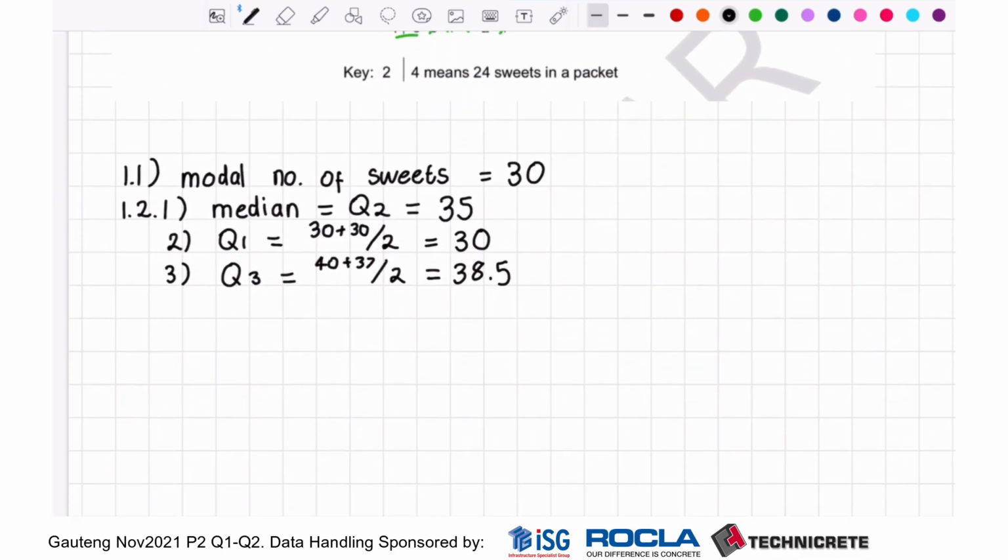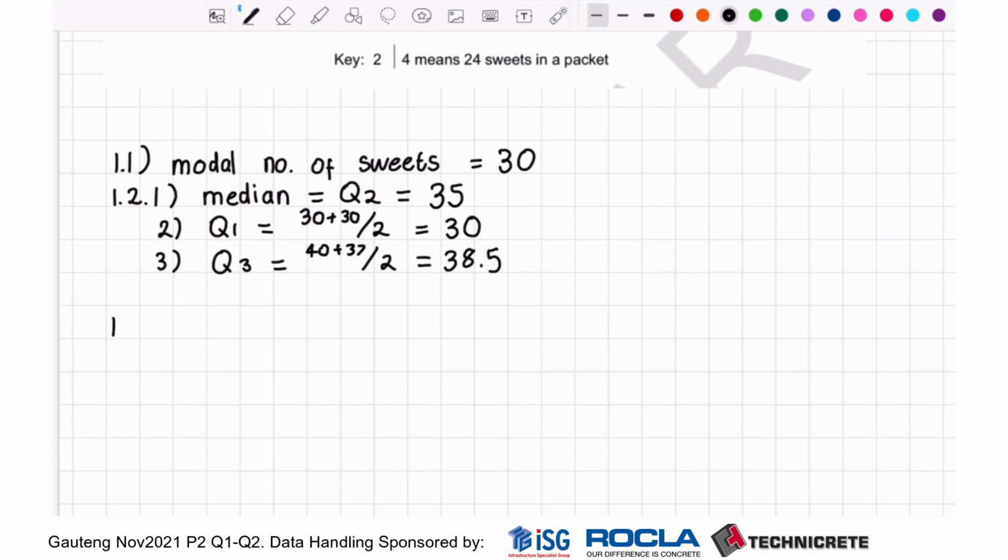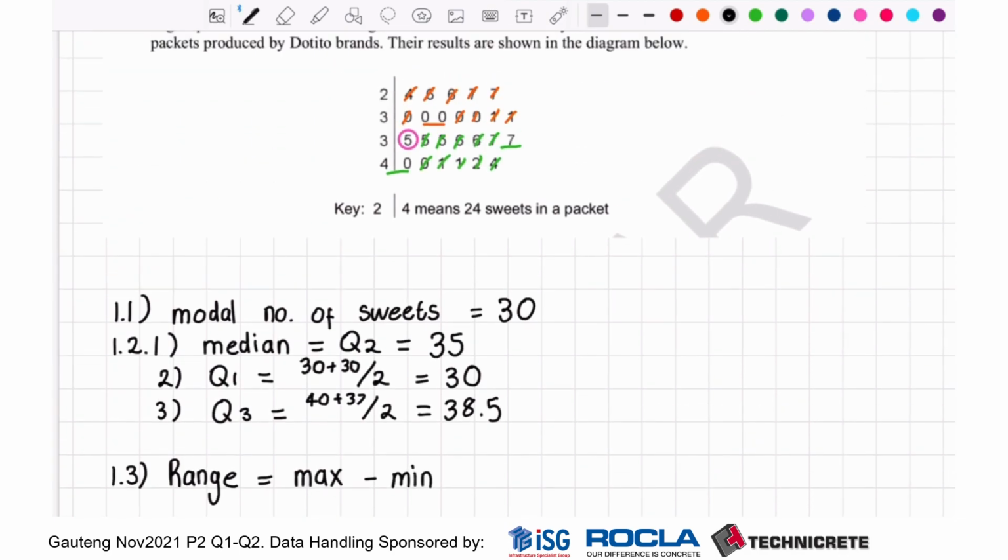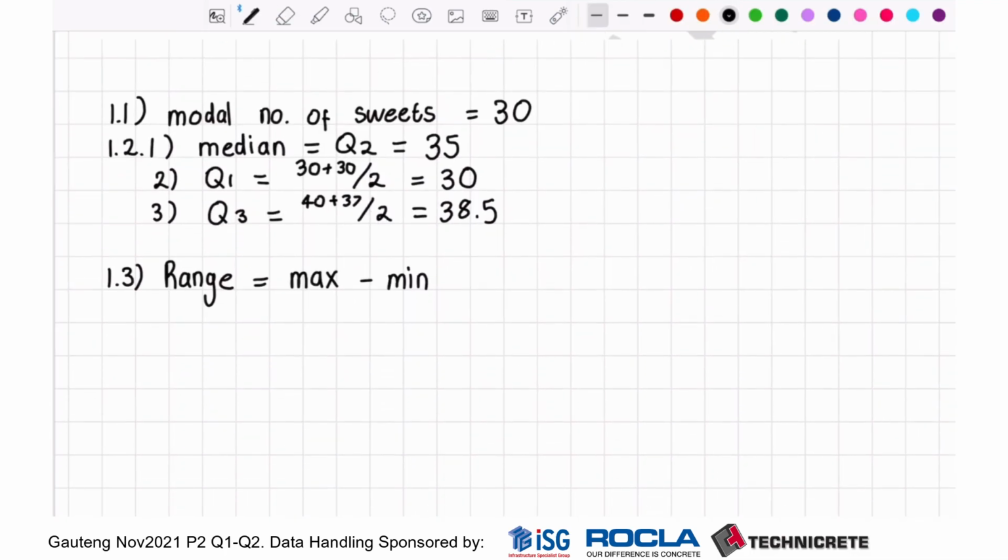Okay, and then the next part, 1.3, is asking me to find the range. Now this is the range, not the interquartile range, so the range is just the maximum minus the minimum, and that's the biggest number minus the smallest number. So that's going to be 44 minus 24 is equal to 20.